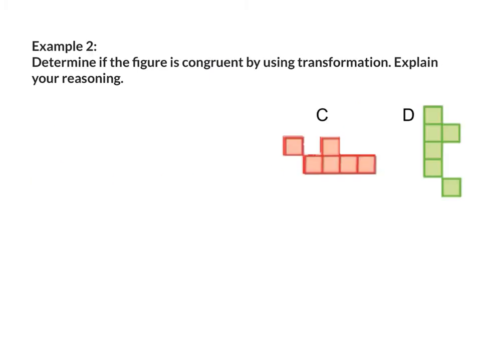Example number 2. Determine if the figure is congruent by using transformation. Explain your reasoning. So first we're going to try to translate it, then rotate it, and then reflect it. So if I were to translate it, that's not going to work. So let me try to rotate it. Okay, rotating does not seem to work either. So let me try to reflect it and see if that will work. Okay, so reflecting it does not work either. Okay, the reason why none of these options work is because these shapes are not congruent.